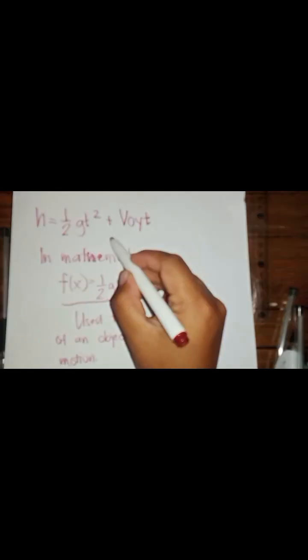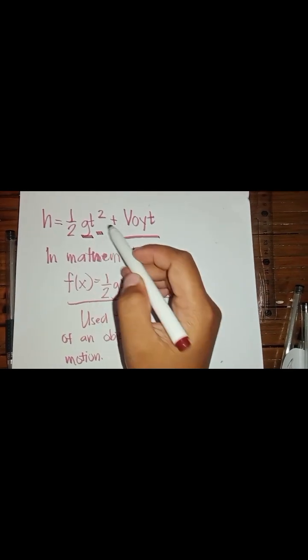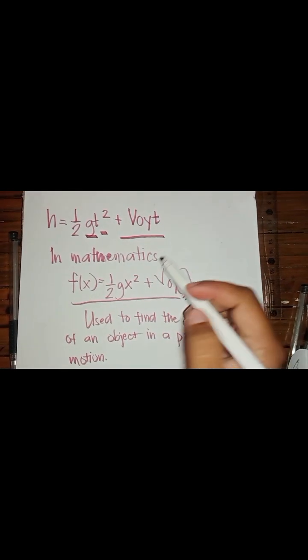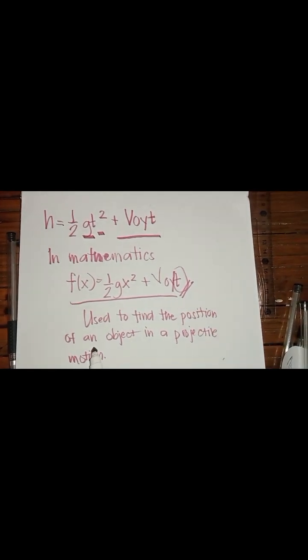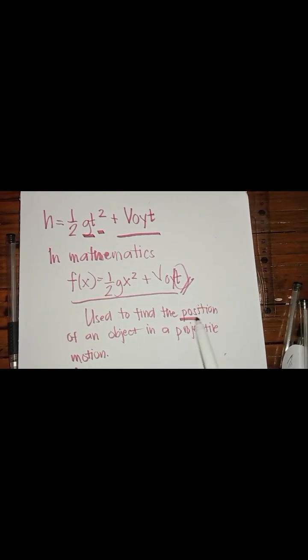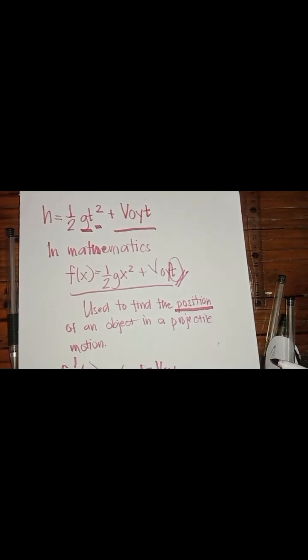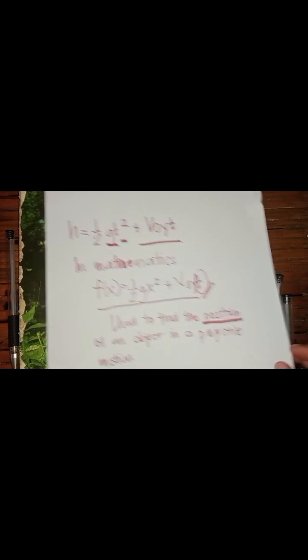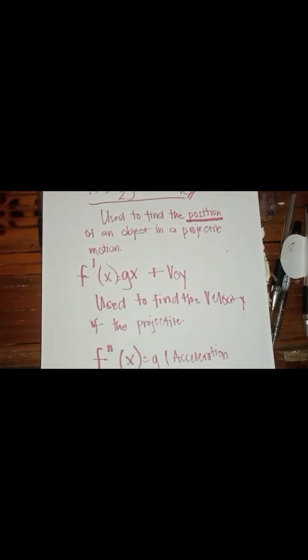So this is the formula for height. We have h equals 1/2 gt squared plus voy times time. In mathematics, it is also commonly known as f of x equals 1/2 gx squared plus voy times time. It is used to find the position of an object in a projectile motion.